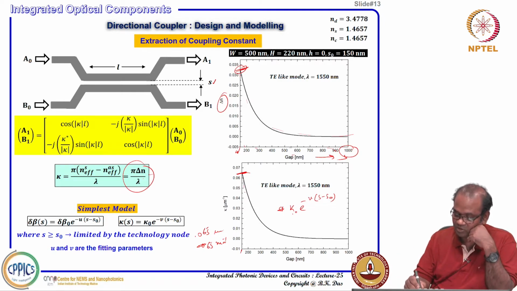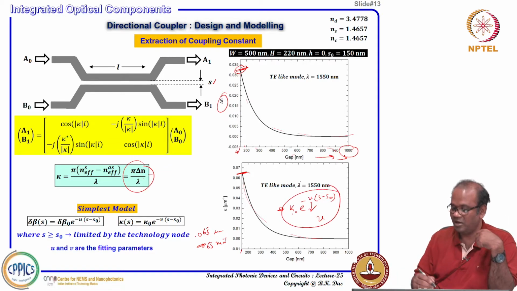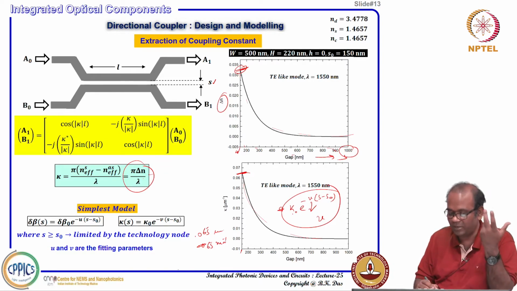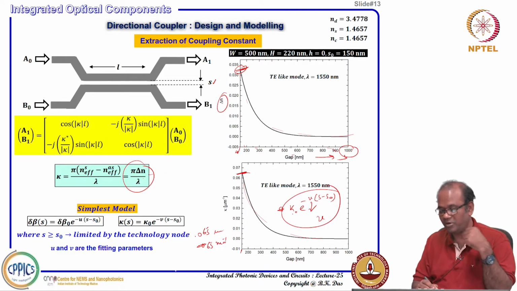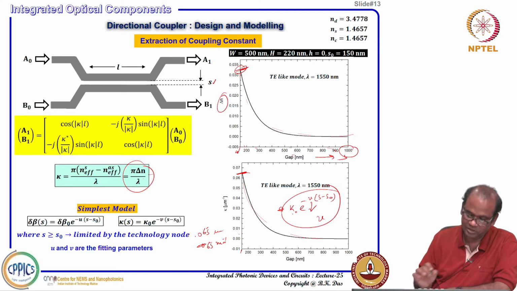You can fit this simulated data and get the parameter b. This b is a fitting parameter. Once you get the fitting parameter, I can say this is my analytical, numerical, semi-empirical formula, and you can use it for circuit simulation. So, this is one way to extract kappa and model it in this form, along with delta beta naught if you need it.